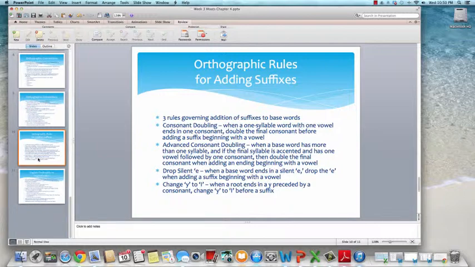When a base word has more than one syllable, and if the final syllable is accented, it has one vowel followed by one consonant, then double the final consonant when adding an ending beginning with a vowel. And the examples the books use are inferred, permitted, embedded. So the accent of the syllable is driving whether it's doubled or not doubled.